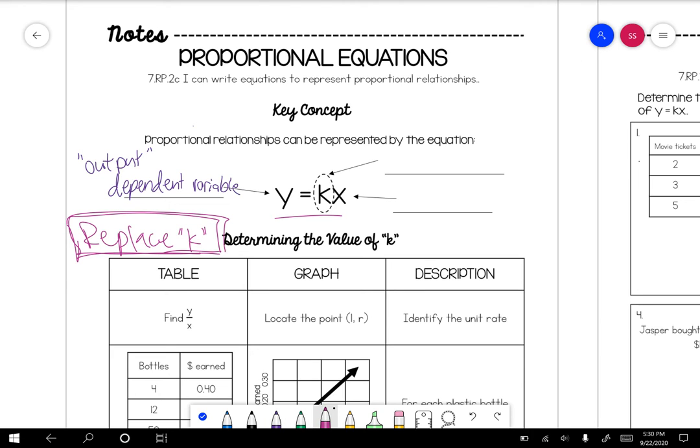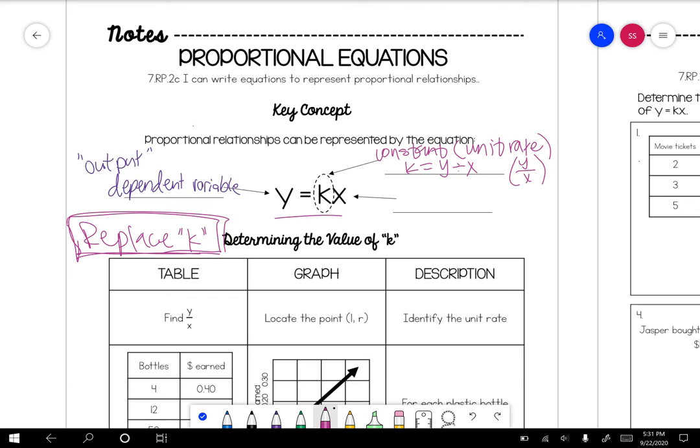Now K is your constant of proportionality, or we could say your unit rate. Remember, to calculate K, you would do Y divided by X. Usually you'll just see Y over X, but that's what it means, Y divided by X.